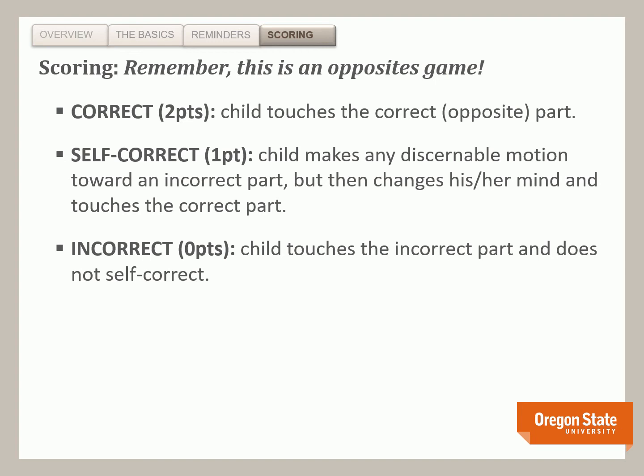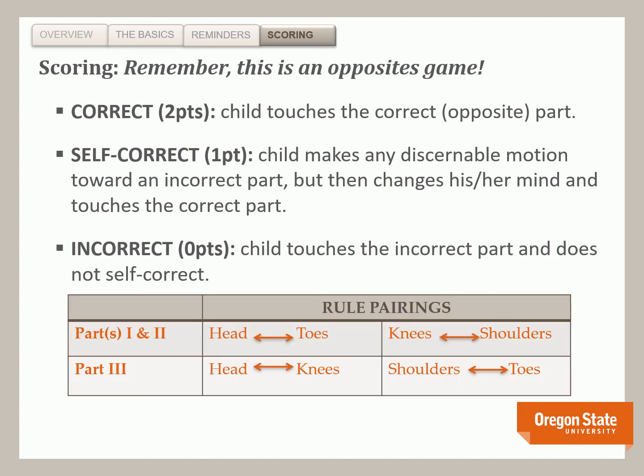As you flip through the pages of the task, you notice the different rule pairings. In Part 1 and Part 2, head is always paired with toes and knees is always paired with shoulders. In Part 3, head is paired with knees and shoulders is paired with toes. Having a good understanding of these rule pairings will help you score the task.